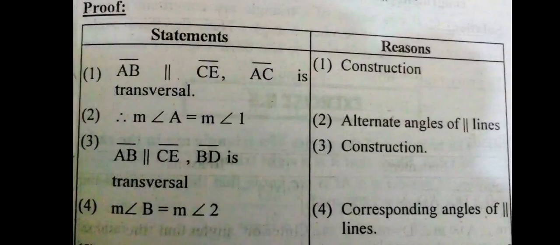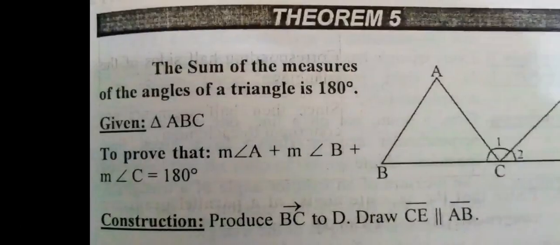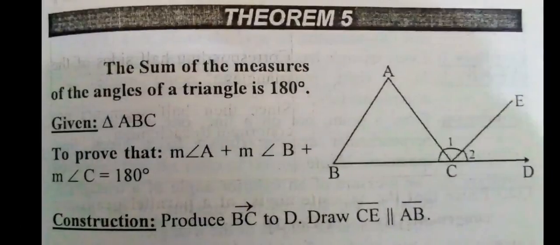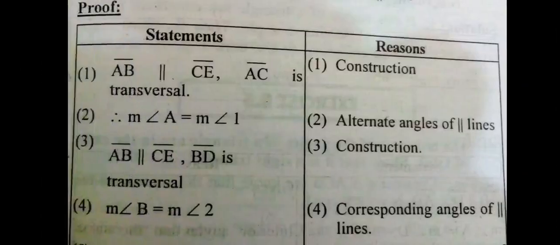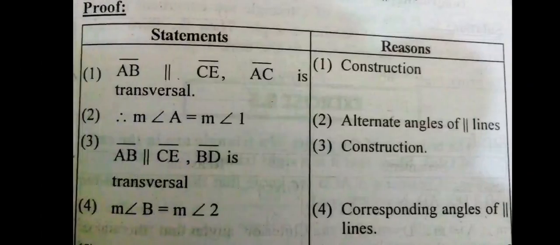Line AB is parallel to line CE, comma, line BD is transversal. Now we are saying that in the parallel lines AB and CE, BD is a transversal. Again, see the diagram. Yes, it is. If we extend lines CE and AB, we can see that BD is performing as a transversal. So again we write the reason: construction.